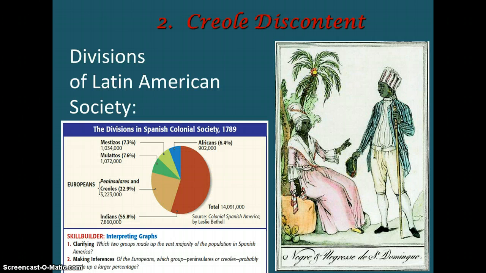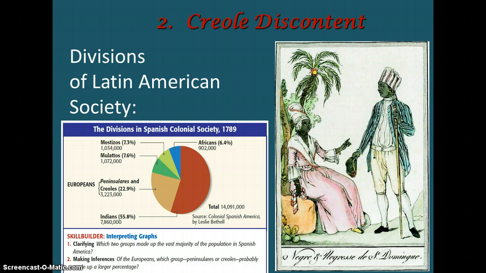Creole discontent, this is just basically the divisions of Latin American society. I'm just going to start at the top. The Africans were just a small percentage of Latin America. You have the mestizos, who are half Native American and half European. You have the mulattoes, who are half Native American and half black. And you have the Peninsulares and the Creoles, both of whom are Europeans.